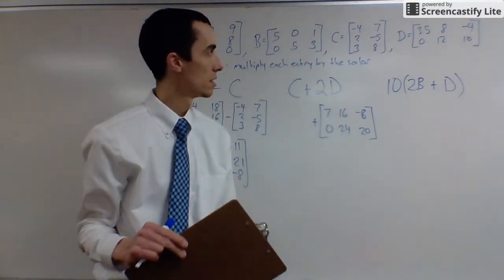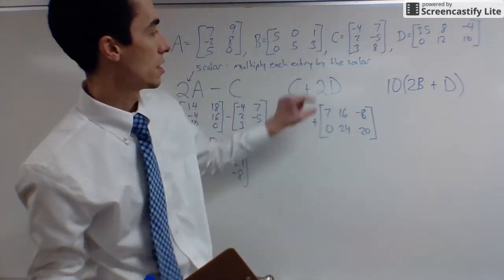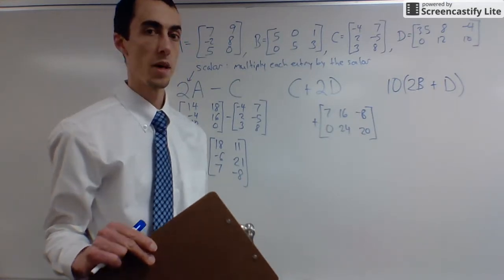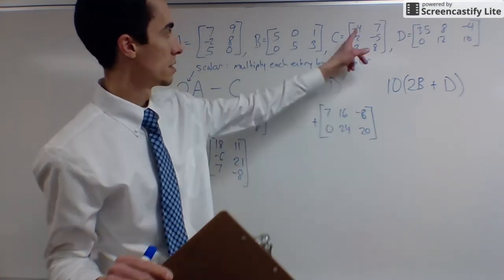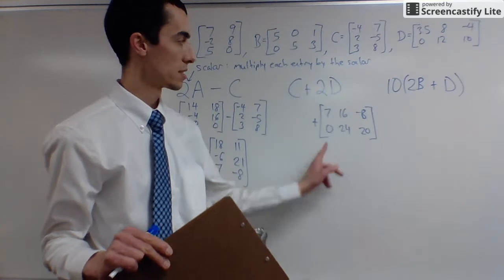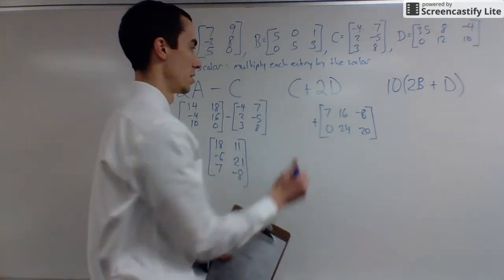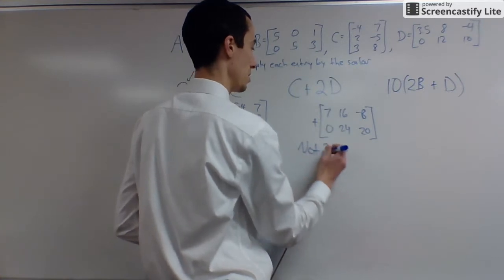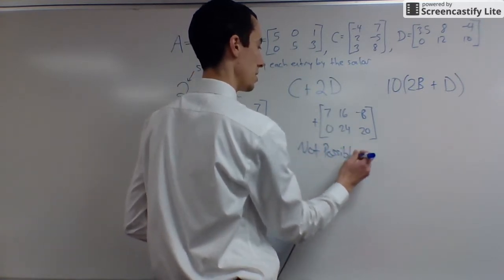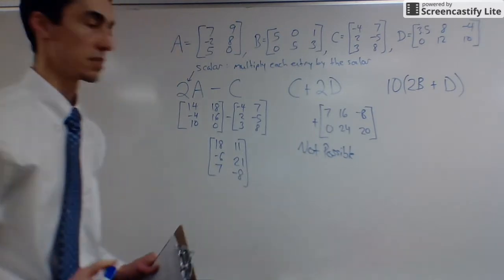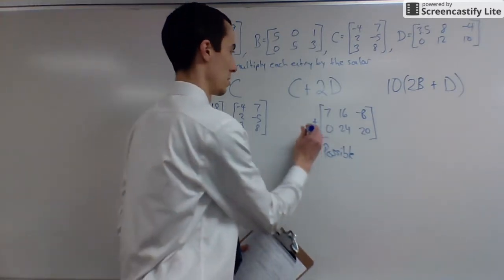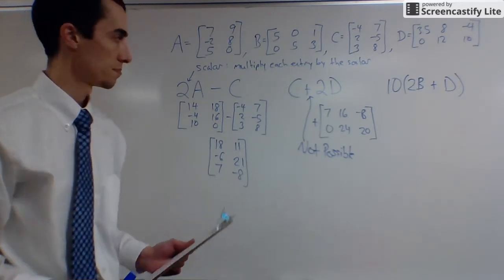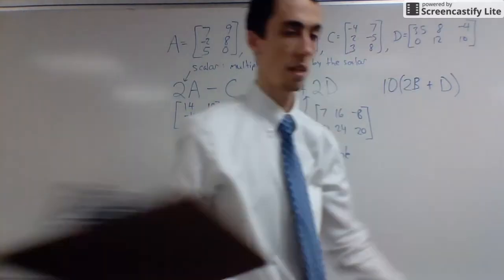But I noticed something. Matrix C and matrix 2D, they don't have the same order. This is a 3 by 2 matrix, and this is a 2 by 3 matrix. And so we can say that C plus 2D does not exist, or it's not possible to add those two together. So move along to the last one.